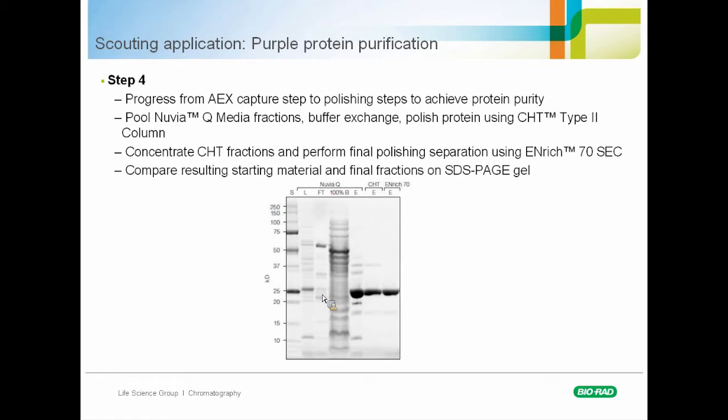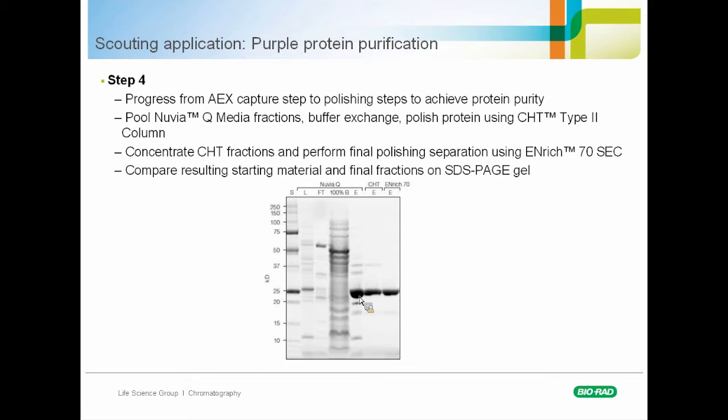When we then elute from the Nuvia Q, which is this lane here, we see a very strong enrichment of our target protein, but we also see some additional contaminant proteins at around 37, around 20, and maybe around 18 kilodaltons.